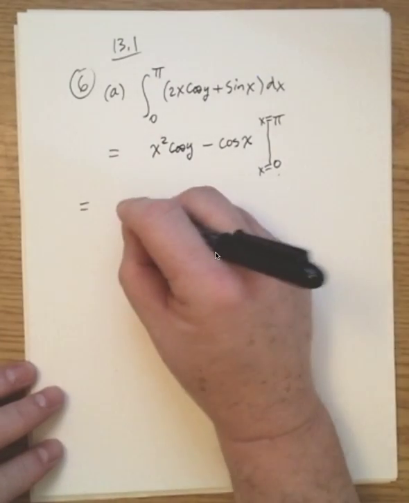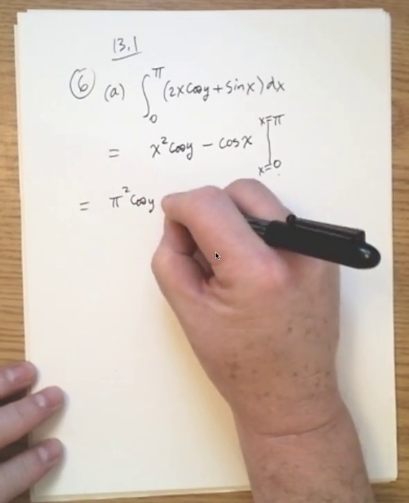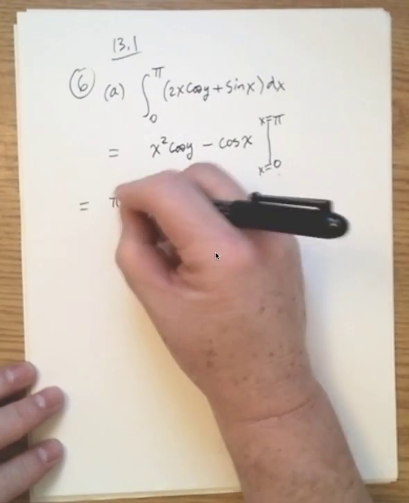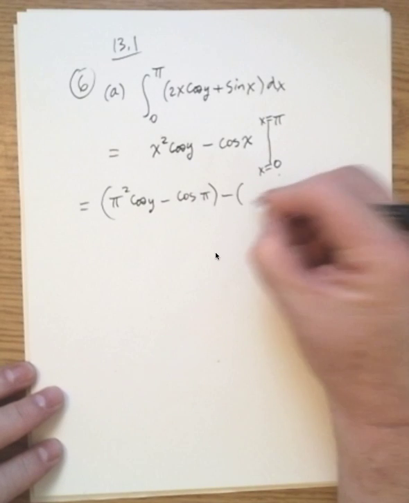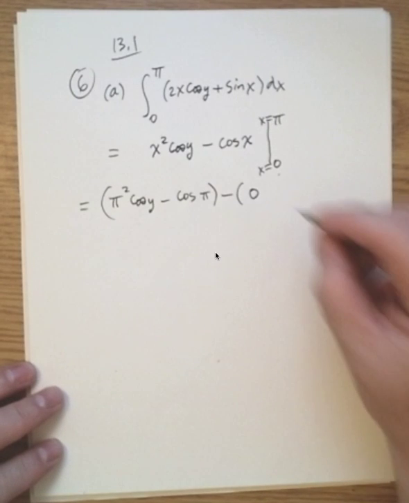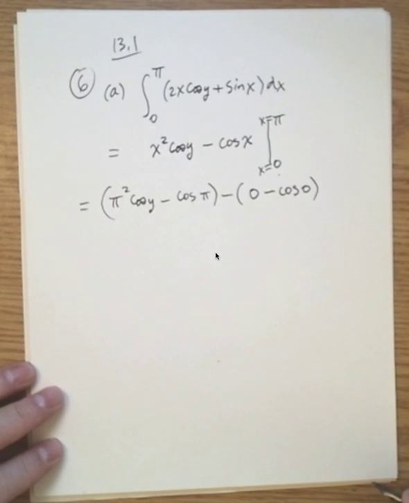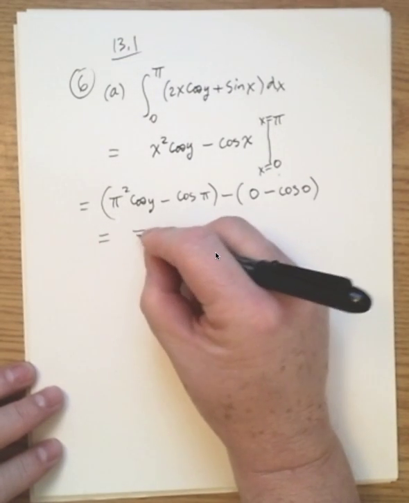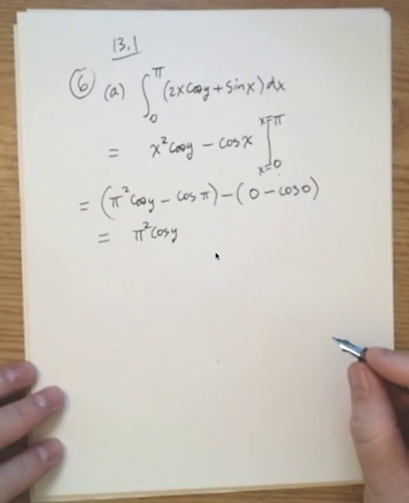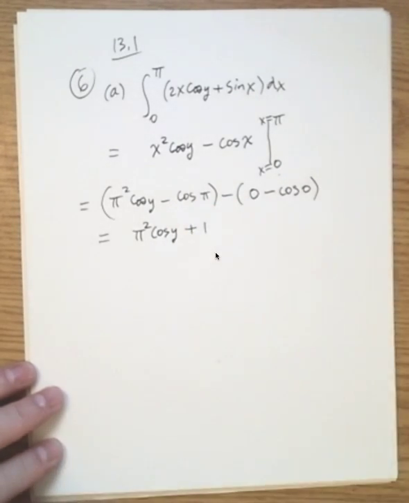So let's see, we would have what? If x is pi, we would get pi squared cosine y minus the cosine of pi, minus, let's evaluate this at 0. We can see we're going to get 0 right there, minus cosine of 0. So we would get pi squared cosine y. The cosine of pi is actually what? Negative 1. So the double negative there gives plus 1.